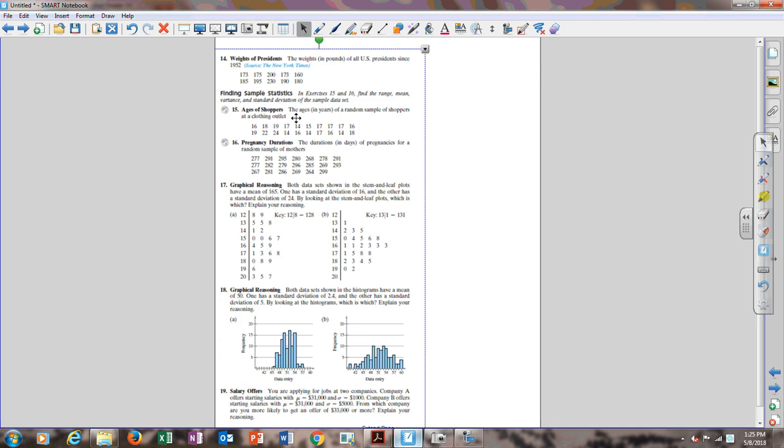All right, number 17. Both data sets shown in the stem and leaf plots have a mean of 165. One has a standard deviation of 16, and the other has a standard deviation of 24. By looking at the stem and leaf plots, which is which? Explain your reasoning. Okay, so standard deviation measures how far it's spread out from the mean.